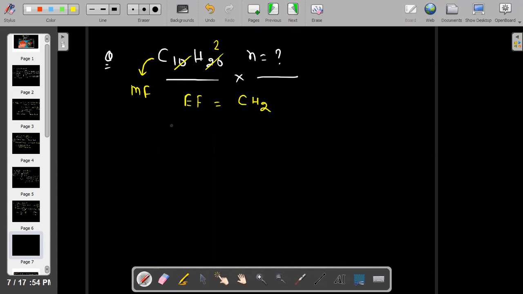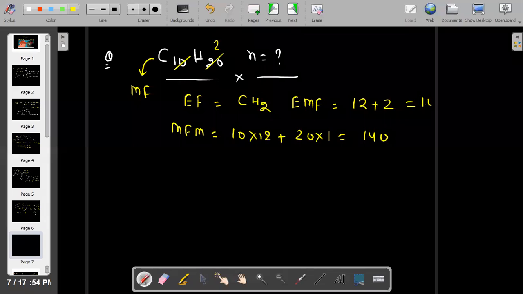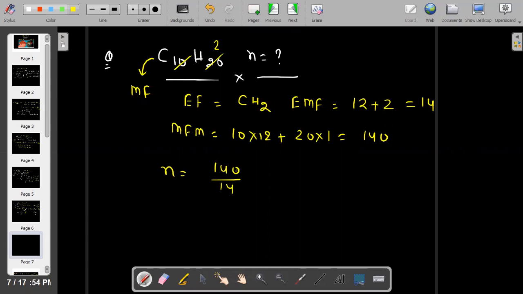Now, what is the molecular formula mass? How many times carbon? 10 times. So 10 into 12 plus 20 into 1, that is 140. Now this is the empirical formula, so what is the empirical formula mass? 12 plus 2, that is equal to 14. So what is the value of n? 140 upon 14, that is equal to 10. Is it clear?